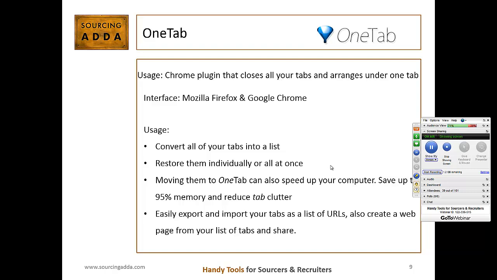This is also a Chrome plugin, plus it is also a Mozilla add-on. What it does is close all your tabs and put them under one tab, and you can arrange it. So what is the usage for it? You can convert all your tabs into a list. You can restore them individually or all at once. Why you need to use this tool is that it will help save your memory and won't let your computer slow down. You can also have a list created with all these URLs, and you can share that particular tab.